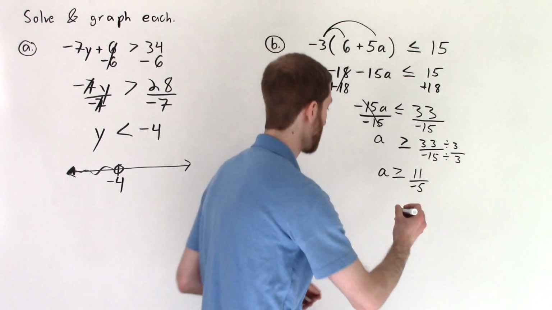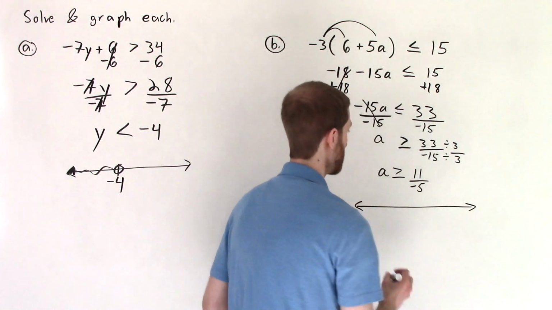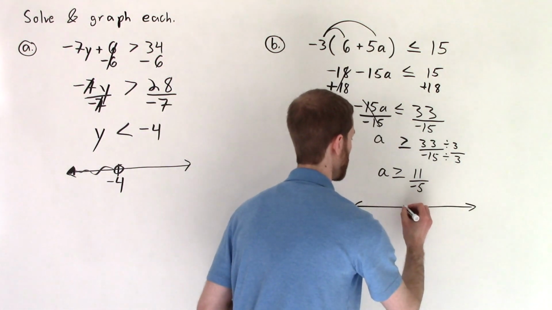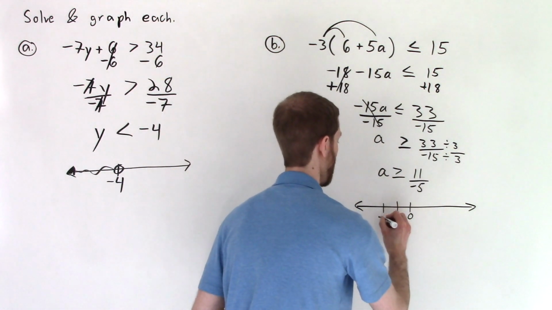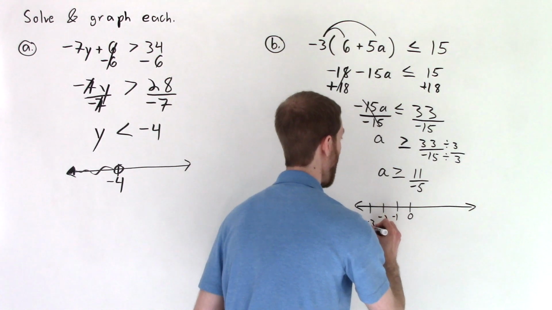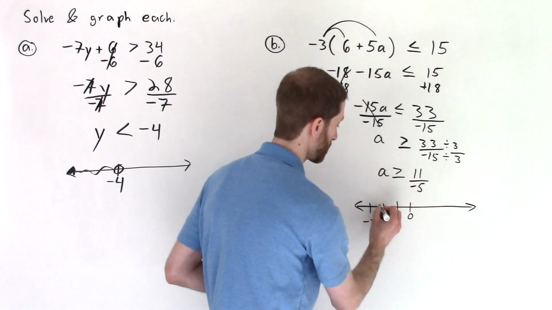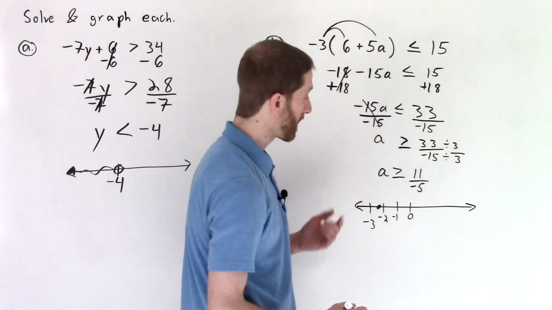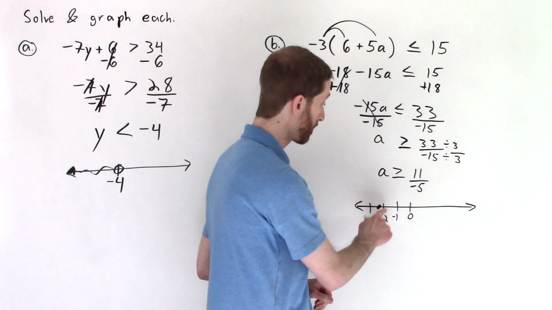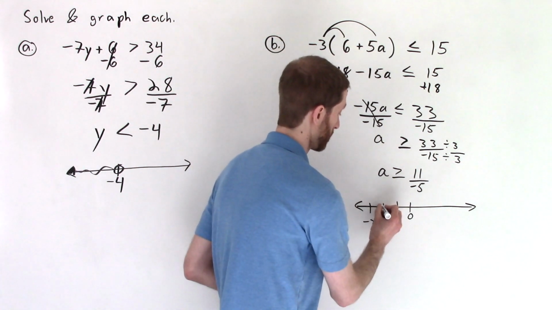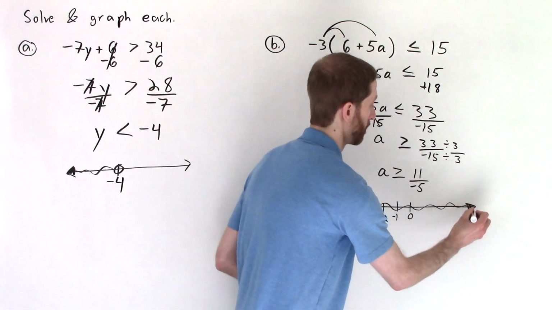So we're going to graph this out. Let's do it. So for negative 11 fifths, let's say we've got the numbers 0, 1, so it'd be negative 1, negative 2, so we're just going a little bit beyond negative 2 here. It's or equal to, so we're going to include it. And then I need to shade all the numbers to the right of negative 11 fifths. Just like that. It's a beautiful thing.